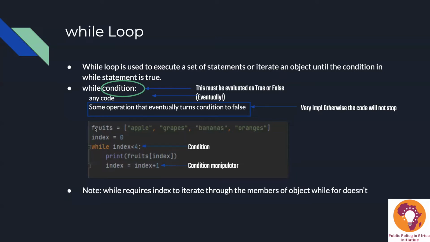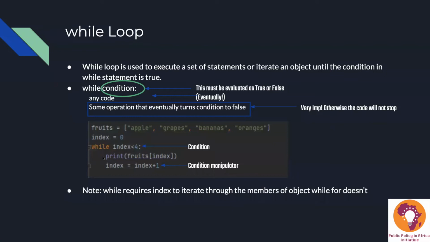So in this particular case, we're going to create a fruits list. In our fruits list, we have apple, grapes, bananas, oranges. We start out with index equal to 0, so this is initializing our counter variable, you can think of it. And then we have while index is less than 4. This is our Boolean expression, or our condition in this case, and then our colon to follow it up.